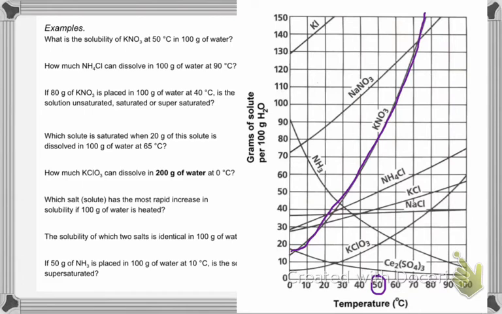Okay, so everything has to be in respect to this curve. I'm going to take the 50 degrees Celsius mark, and I'm just going to follow it up until it hits potassium nitrate at the curve. And it's about right here at 80 grams. So 80 grams of potassium nitrate dissolves at 50 degrees Celsius. Okay?